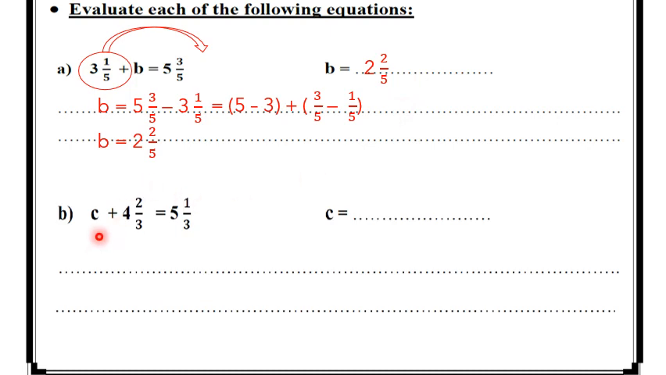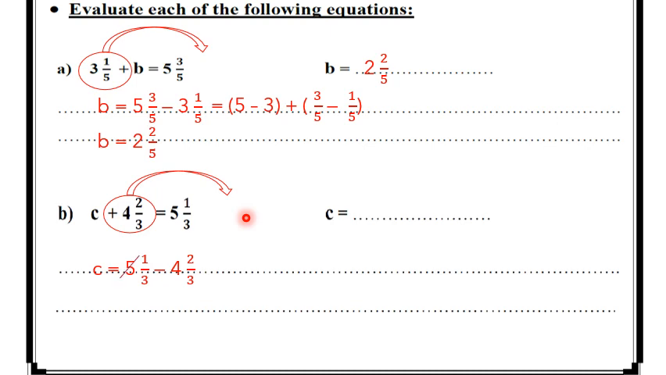In the second example, c plus 4 and 2 over 3 equals 5 and 1 over 3. Here the variable wants to be alone, so I will take 4 and 2 over 3 to the other side by opposite sign. So this is plus, I will let it go by minus. So it will be c equals 5 and 1 over 3 minus 4 and 2 over 3.